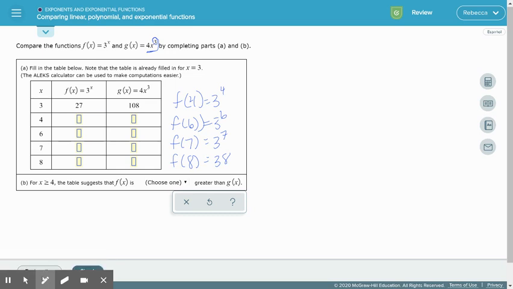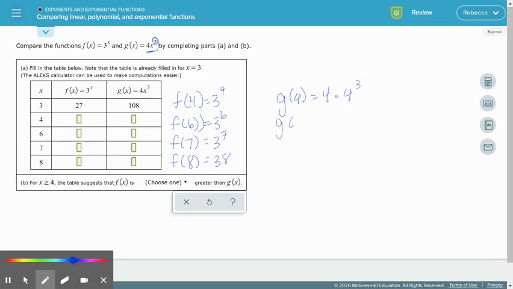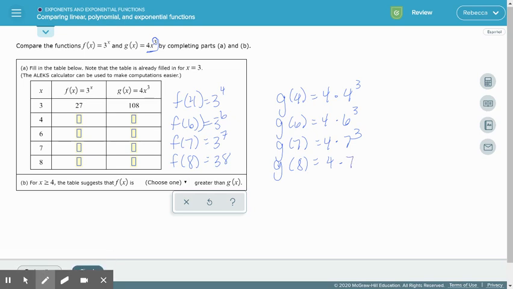And then we'll evaluate the g function at each of those values. So I'll want to evaluate g at 4, which will be 4 times 4 to the 3rd power. G at 6 will be 4 times 6 to the 3rd power. G at 7 will be 4 times 7 to the 3rd power. And g at 8 will be 4 times 8 to the 3rd power. So go ahead and do that for you here. So I have calculated those values for you and plugged them into our table.